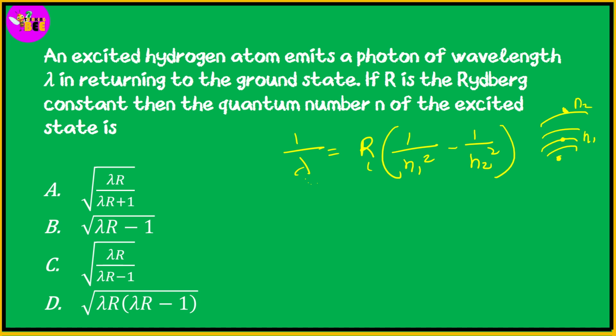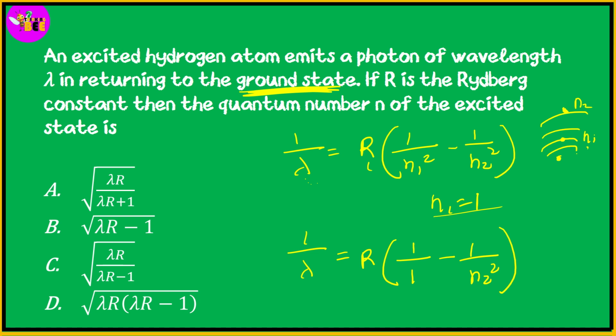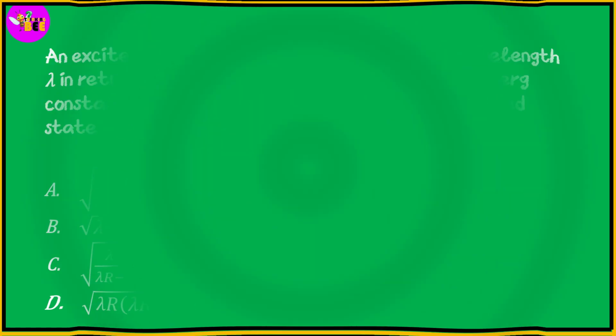Now the question is given that the photon of wavelength lambda is emitted on returning to the ground state. Ground state means that it's returning to the first orbit, so n1 is equal to 1. The principal quantum number would be 1. So doing this, we get 1 by lambda is equal to R into 1 by 1 square, which is 1 by 1, minus 1 by n2 square. Simplifying this, we get 1 by lambda is equal to R minus R by n square, where n2 is basically n. This is the only thing we have to calculate.